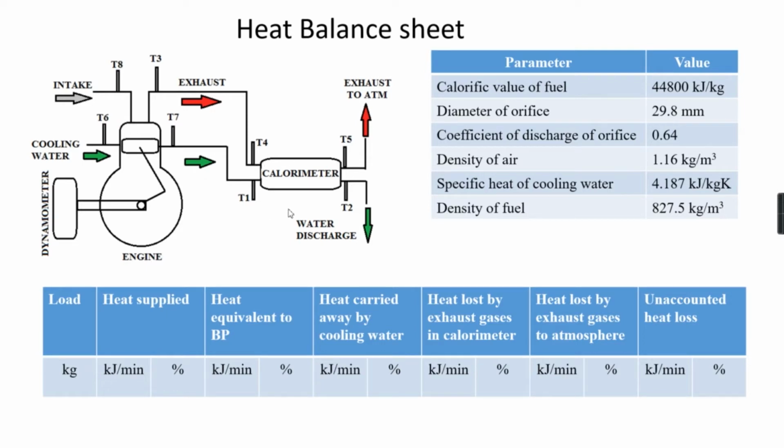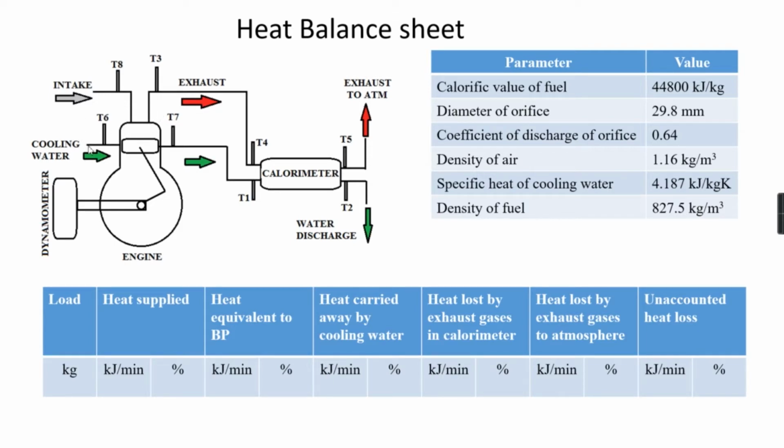On this side you will find a calorimeter. It is nothing but a heat exchanger which will exchange the heat between the exhaust gases which are coming out of the engine and the water supplied inside this calorimeter. Here you can see T1 is the inlet temperature to the calorimeter. T2 is the outlet temperature from the calorimeter of the water.